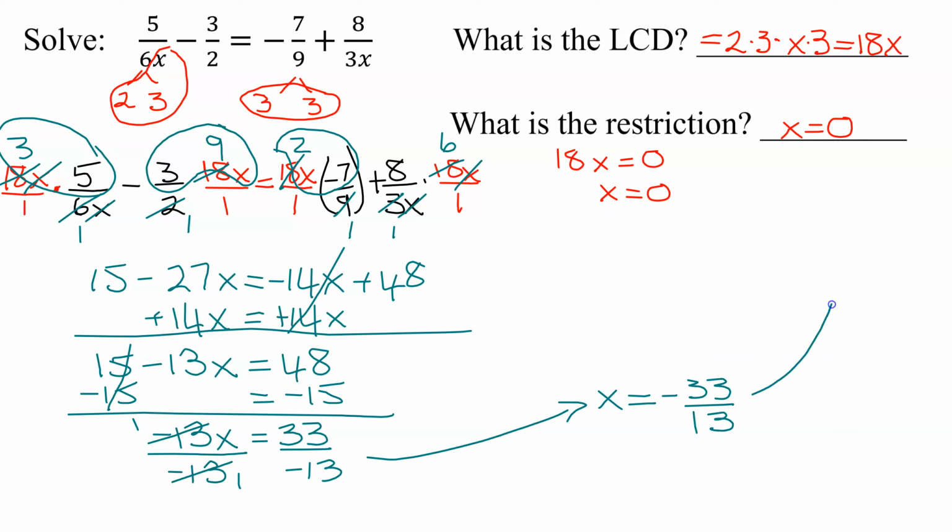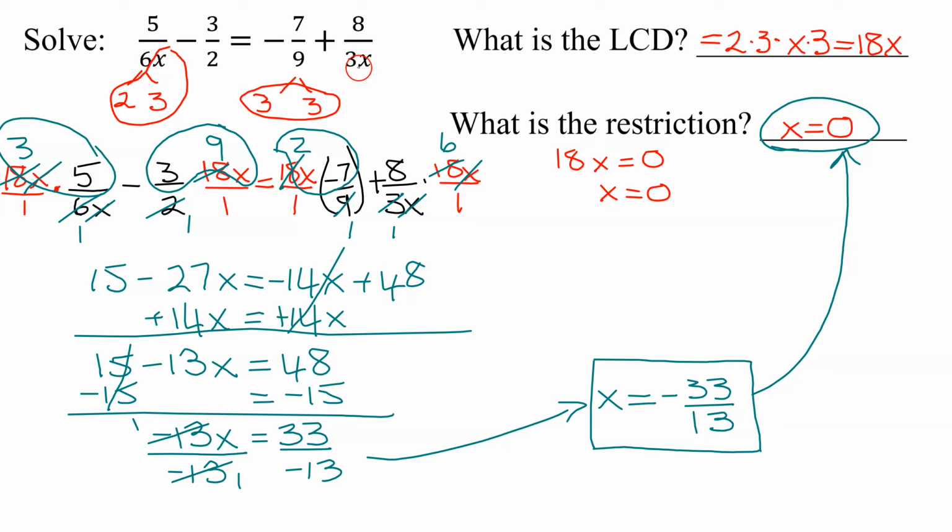But before we're done, we have to compare it to the restriction. X cannot equal 0. So is x equals 0 here? No, so I have proved this is not extraneous. But to prove it's the correct solution, I have to plug this value in for x in the original equation here and here and see if I get a true statement.